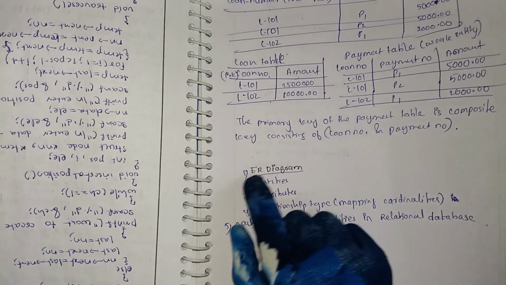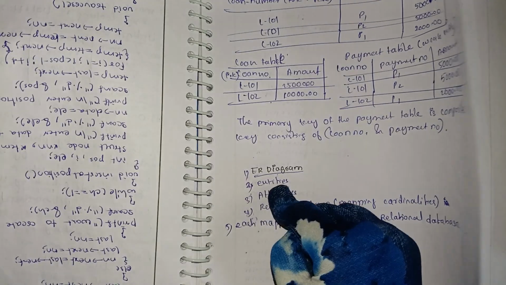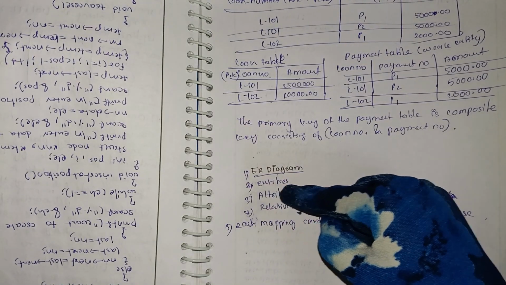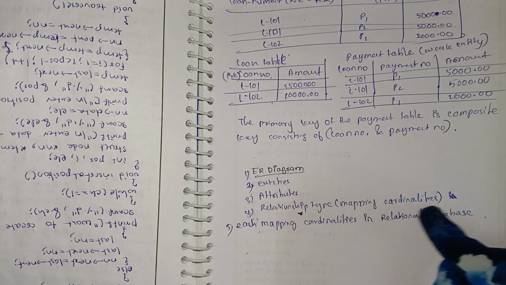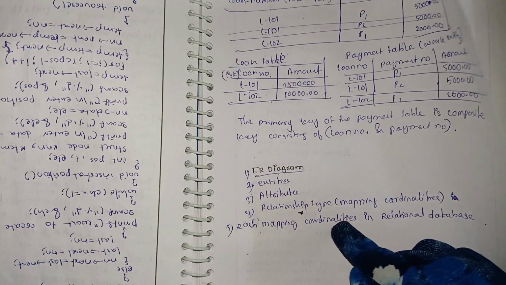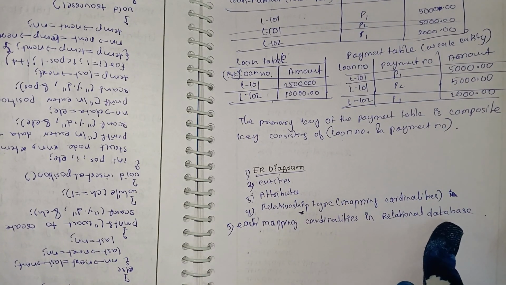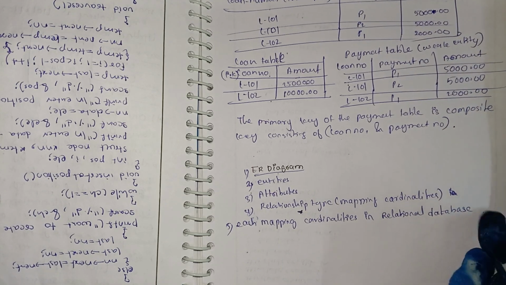Here are the topics: the diagram, and in that diagram what the entities and attributes are, the relationship types, and mapping cardinalities. Each mapping cardinality in a relational database, with example.